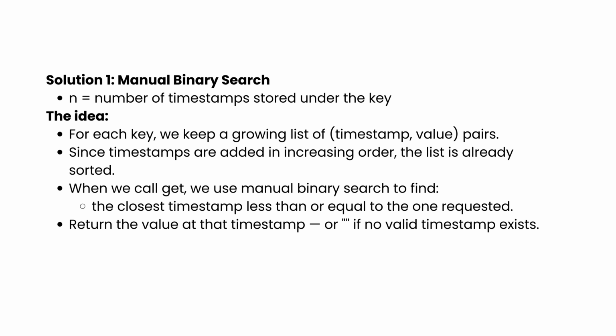When we call get, we perform manual binary search to find the closest timestamp less than or equal to the one requested. We then return the value at that timestamp, or an empty string if no valid timestamp exists. This gives fast lookups while keeping the implementation simple and predictable.